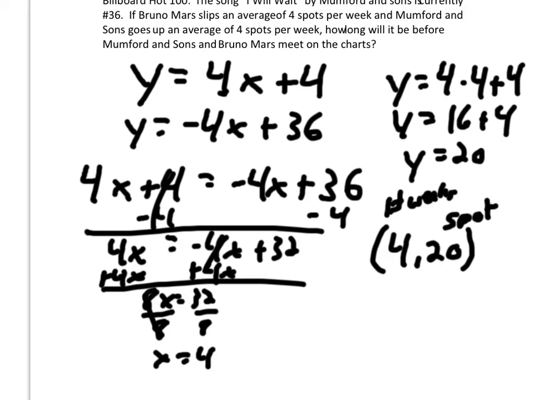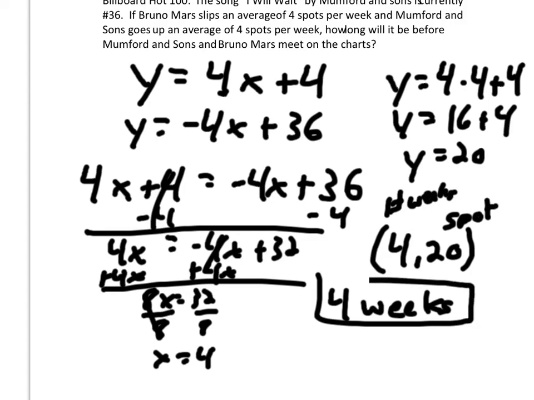Okay, so the question asks us again, how long will it be before Mumford and Sons and Bruno Mars meet on the charts? So that's asking us for the number of weeks. We could also ask for the spot they meet at, and if that's the case, we would answer our y value of 20. But for this one, they want the x value, so the answer is still 4 weeks, just like it was when we graphed. Okay? Again, just another method here.